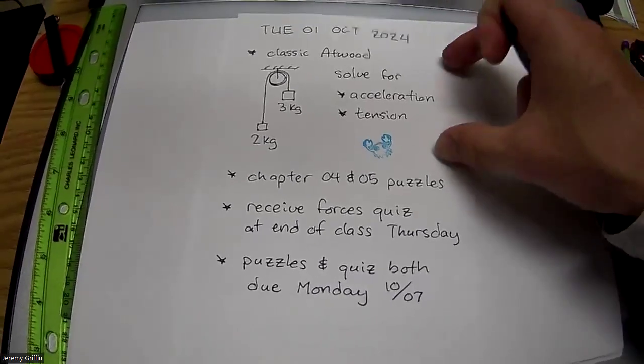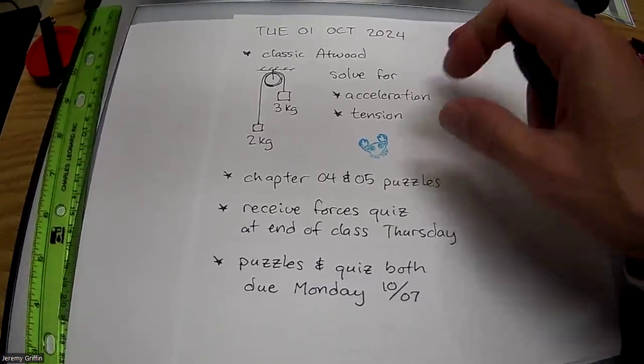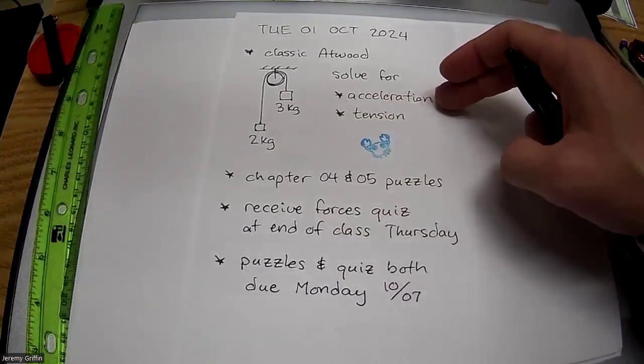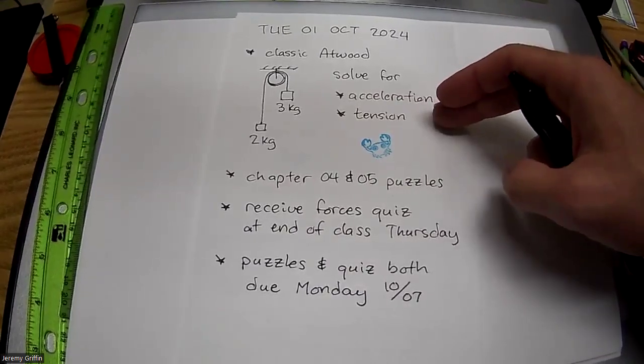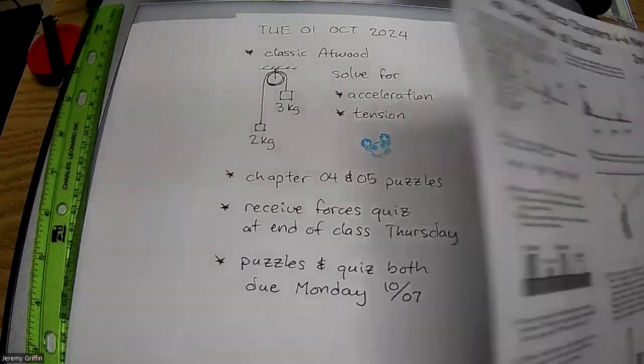I have this warm-up question for you guys. You remember yesterday you were doing this lab with the classic Atwood. Suppose it's 2 kilograms versus 3 kilograms. What's the acceleration of the system? What's the tension in the string? Then we're going to be solving some chapter puzzles.